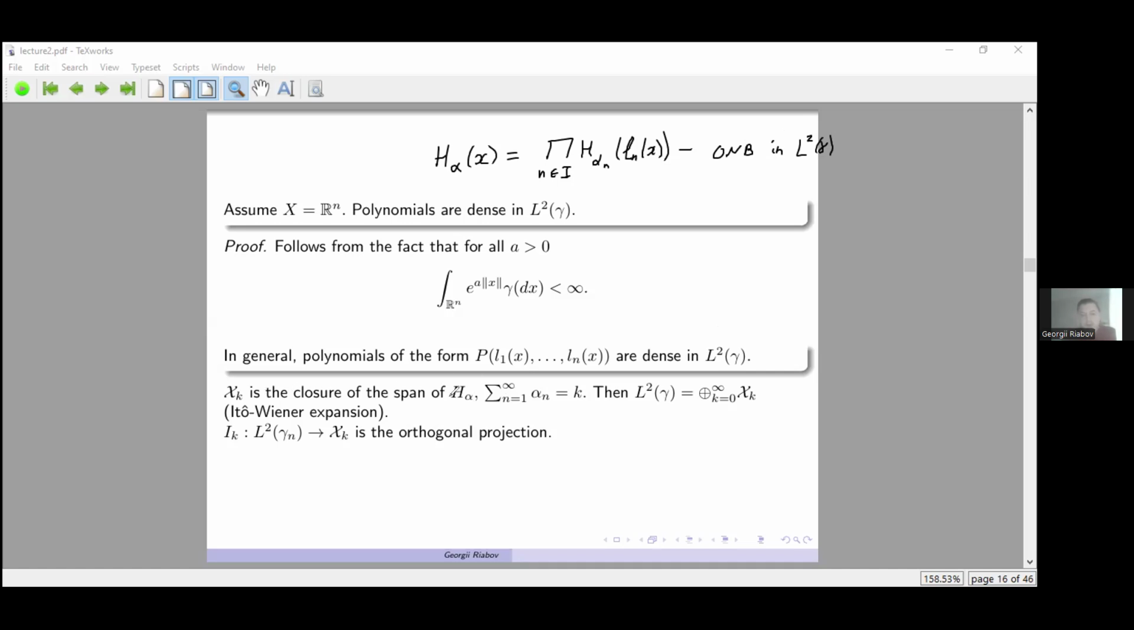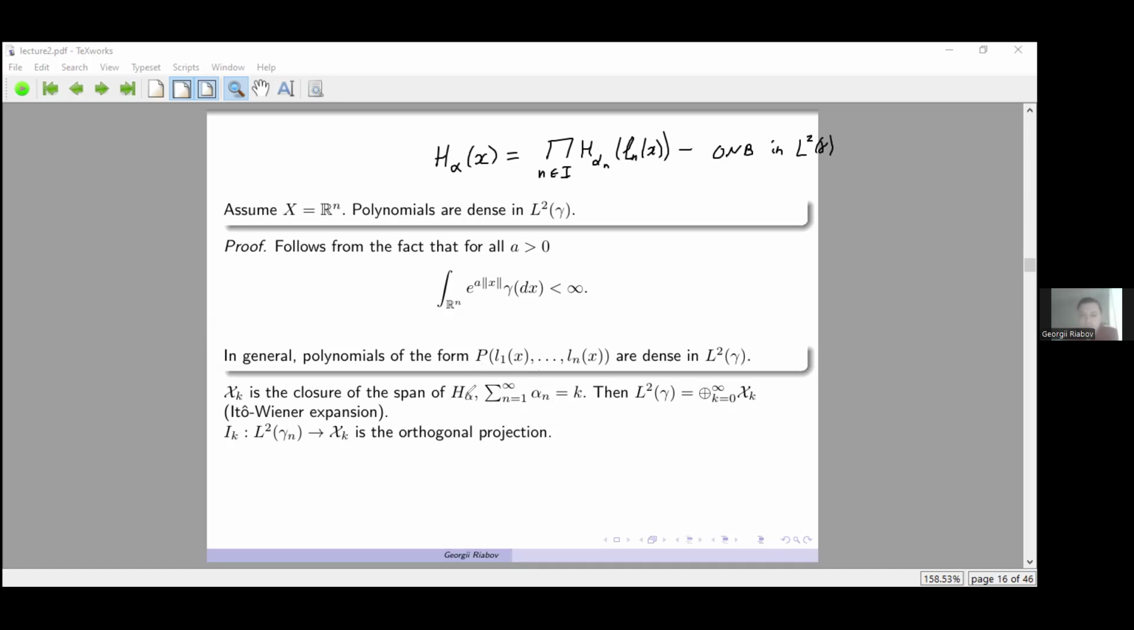These functions are usually split in the following way. Take polynomials h alpha for which the sum of indices alpha n is equal to k. So this is like the space of Hermite polynomials of degree k, and let X_k be the closure of the span of the Hermite polynomials of degree k.